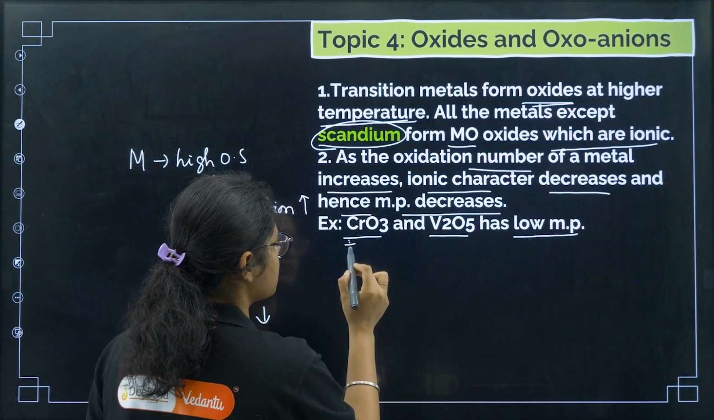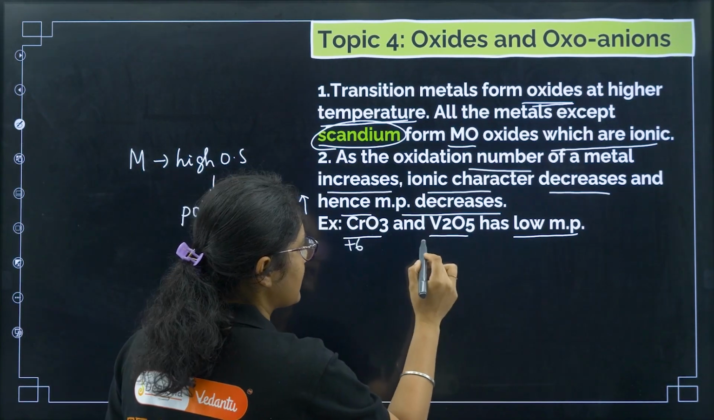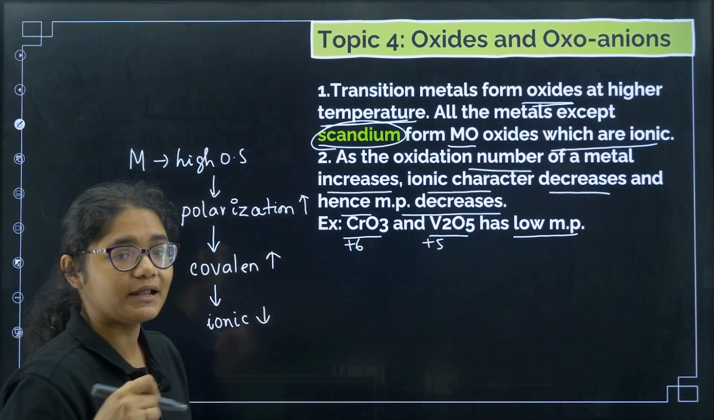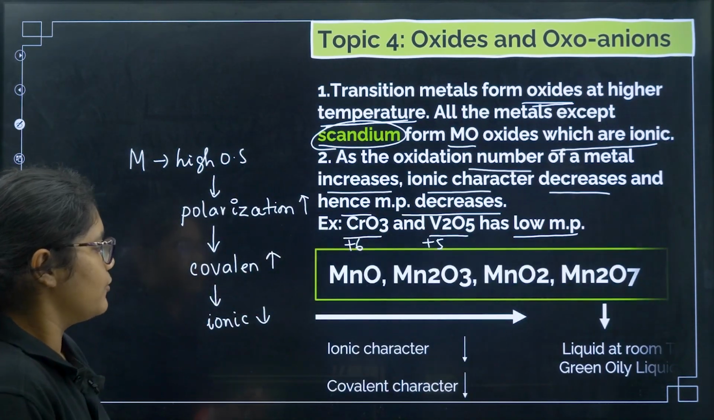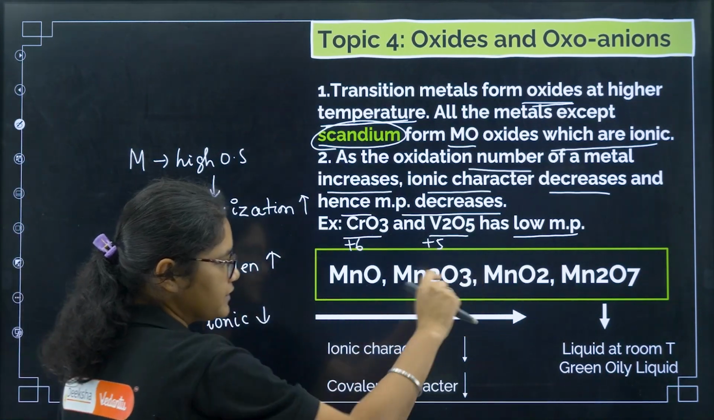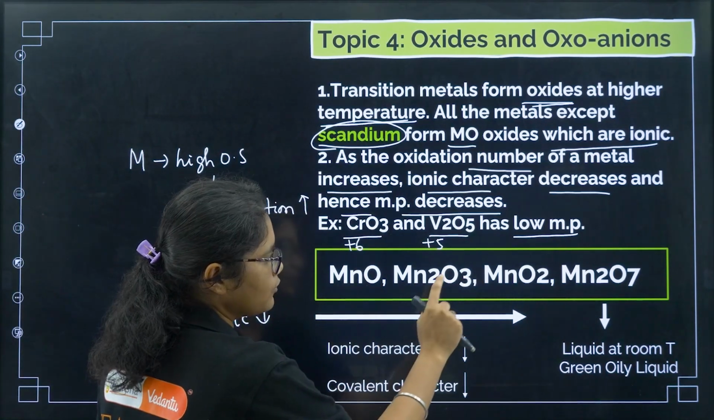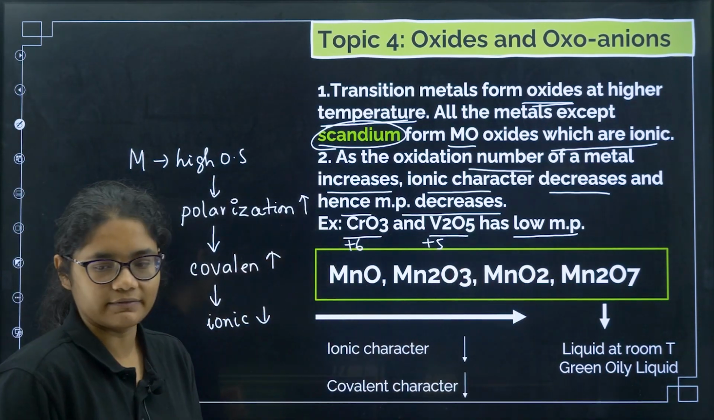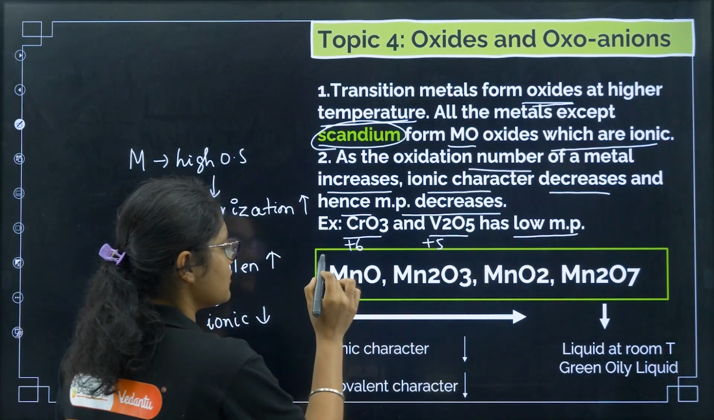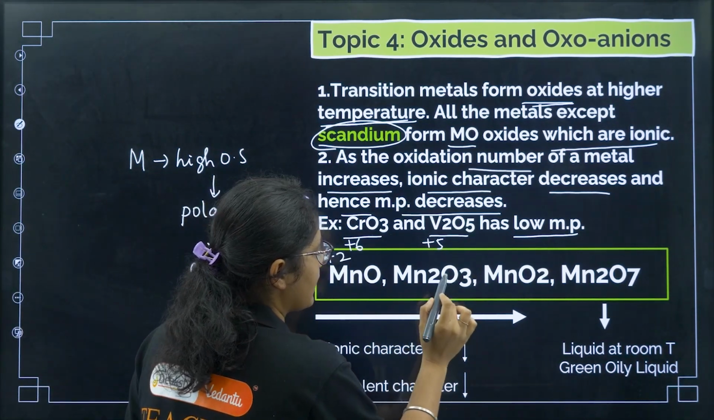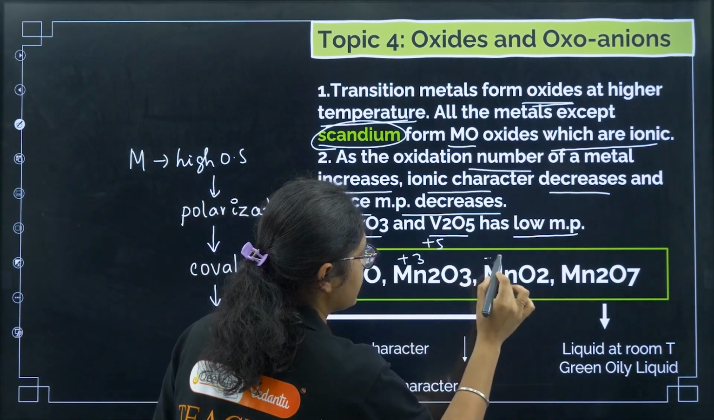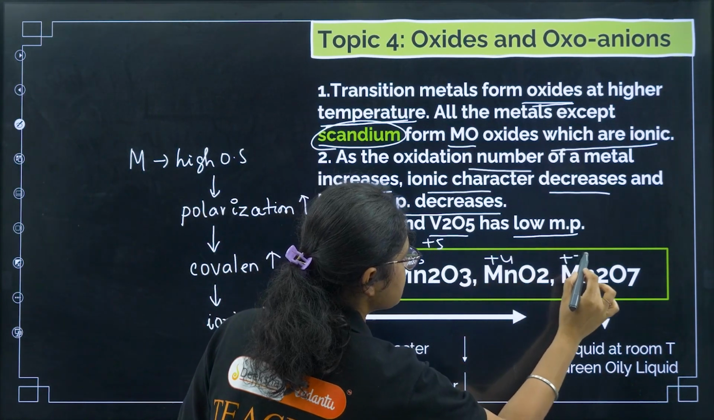Because you see the chromium oxidation state is +6 here and vanadium oxidation state is +5 here, right? Now you can see an example of the same compound: MnO, Mn2O3, MnO2 and Mn2O7. Here, manganese oxidation state is +2, here it is +3, here it is +4, and here it is +7.